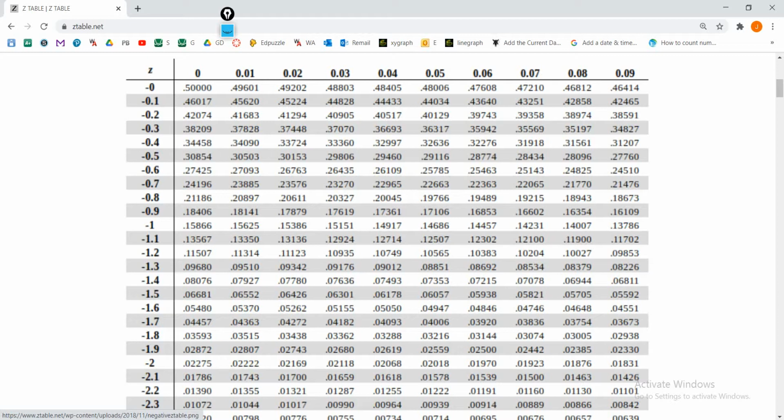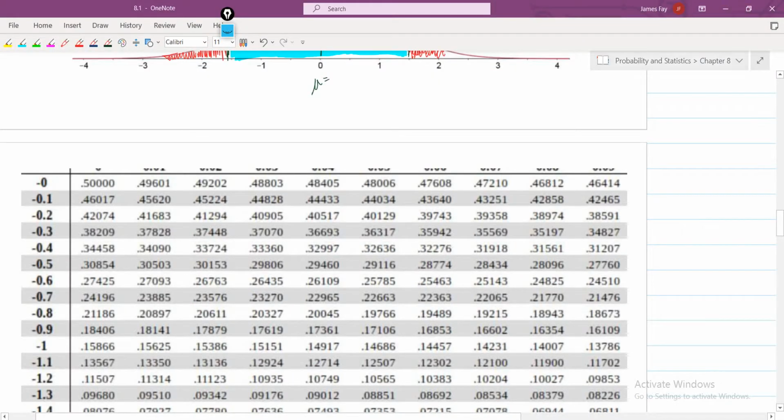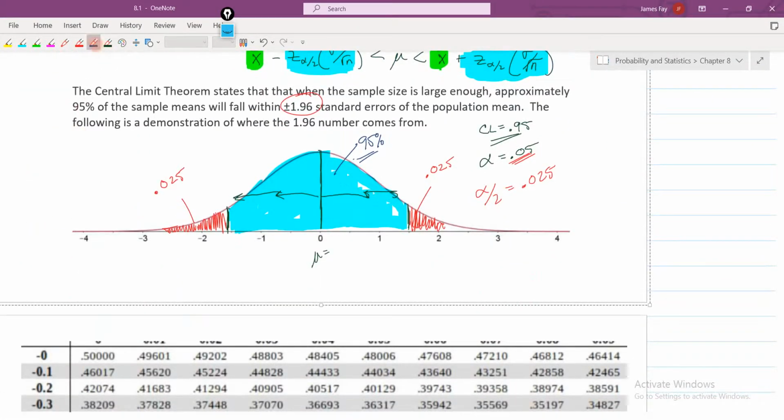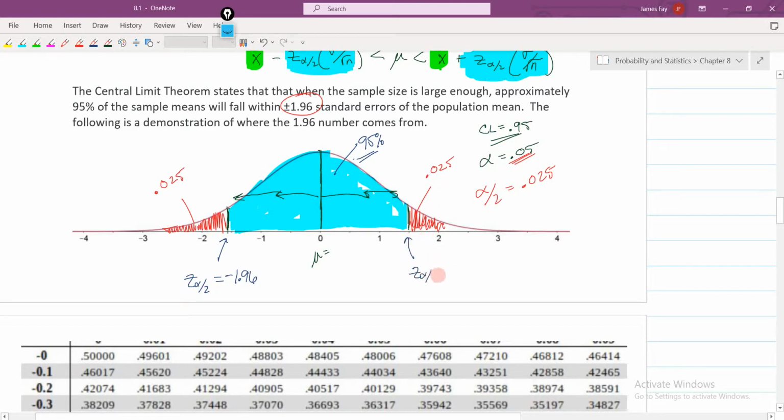If I put those two numbers together, the negative 1.9 and the 0.06, that gives me a z-score right there, which we're going to say is z sub alpha over 2, equal to negative 1.96. Now, because things are symmetric, this z-score is going to be the positive 1.96.